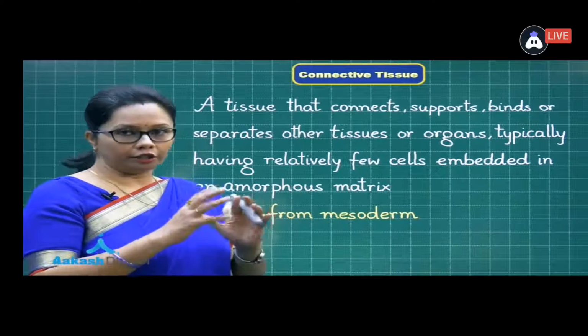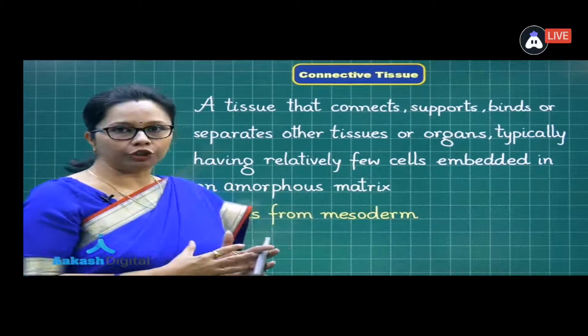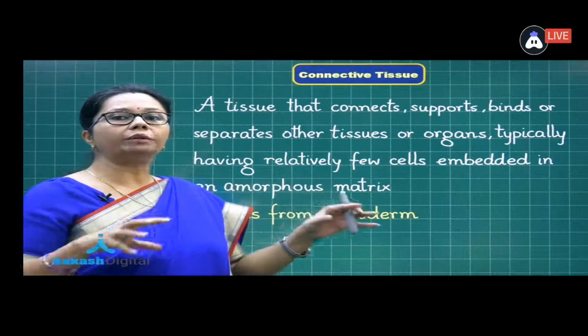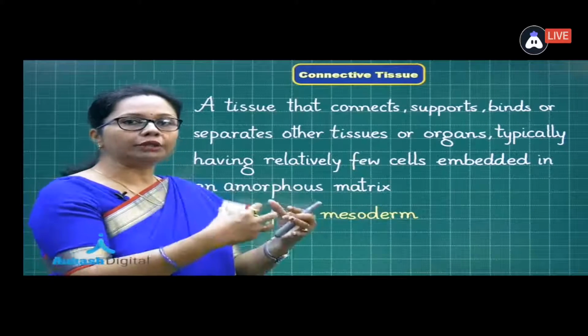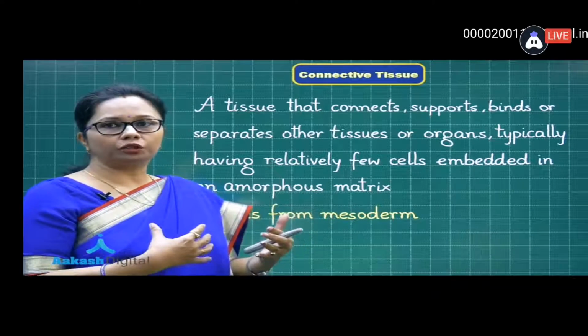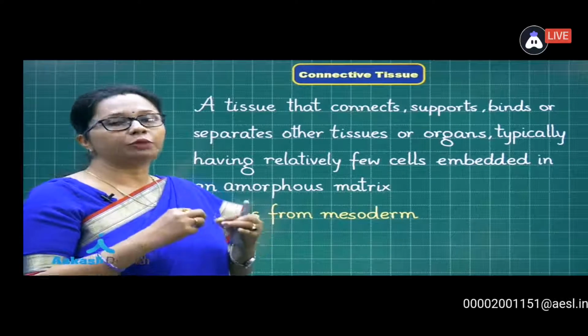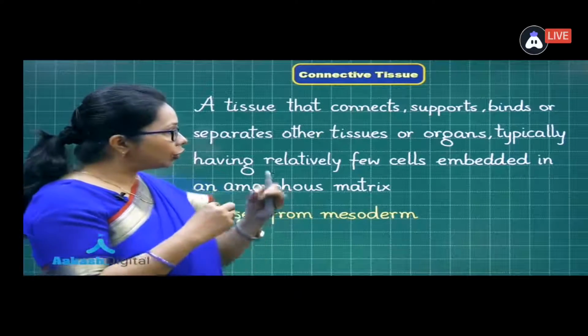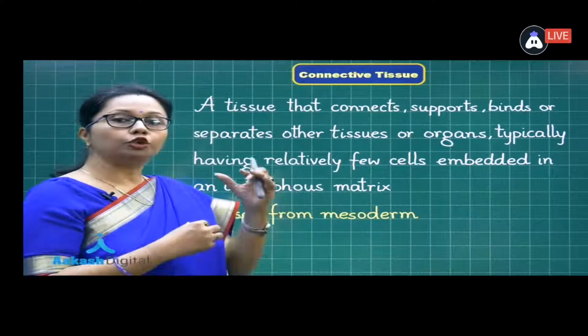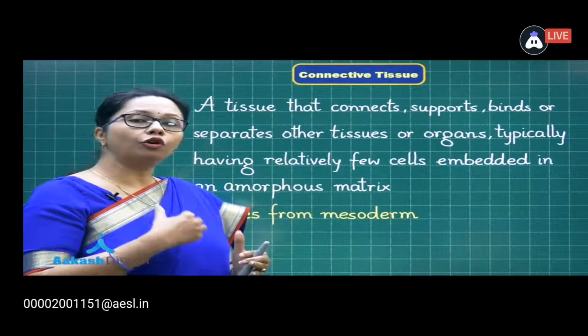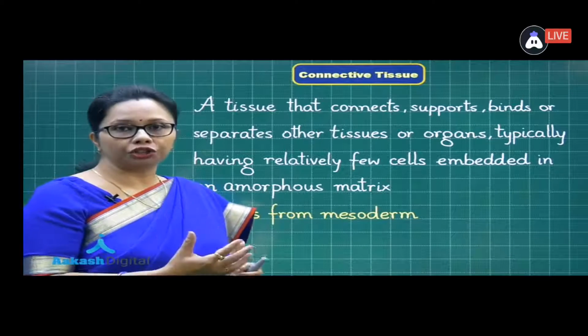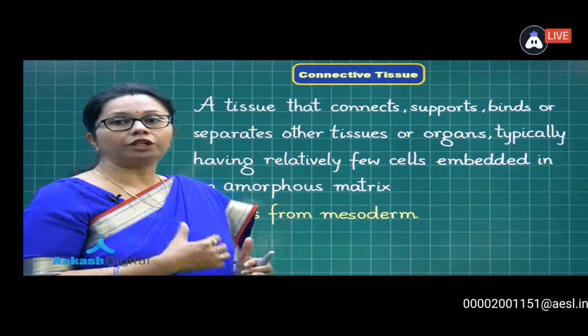In this connective tissue there are fewer cells if we compare with the other types of tissues, and the cells are wide apart. In between those cells there are large intercellular spaces which are filled with an amorphous matrix. Since the cells are far apart, in connective tissue we won't come across the cell junctions which we had studied with the epithelial tissue.